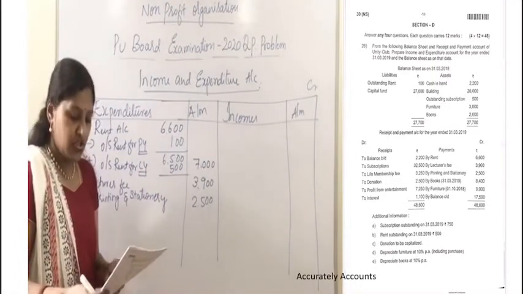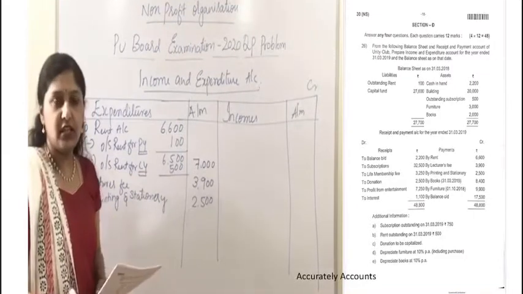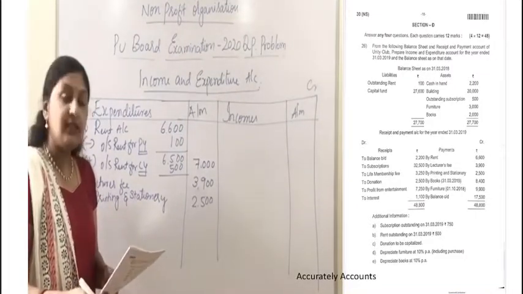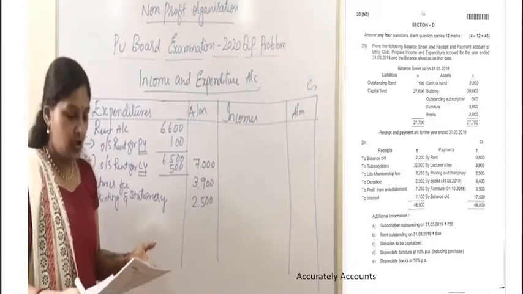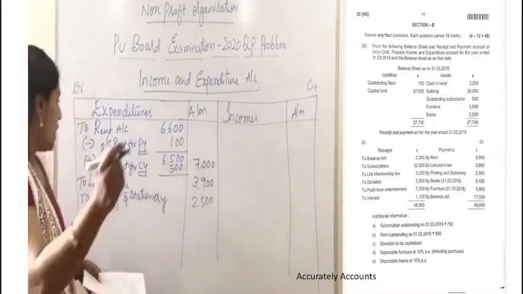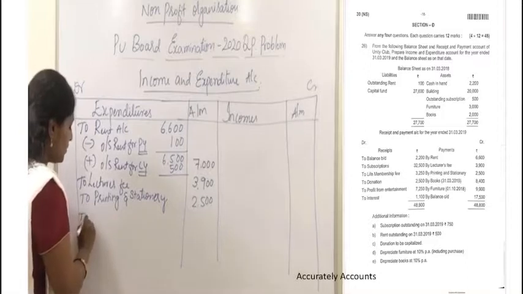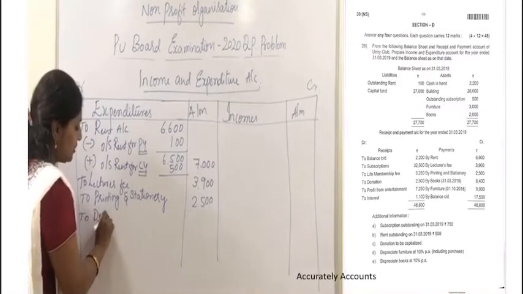So the donation is to be capitalized, so we are taking it in the balance sheet. There is a depreciation which we need to charge here on two assets. One is on the furniture, the other one is on the books. Now let us calculate depreciation on furniture.